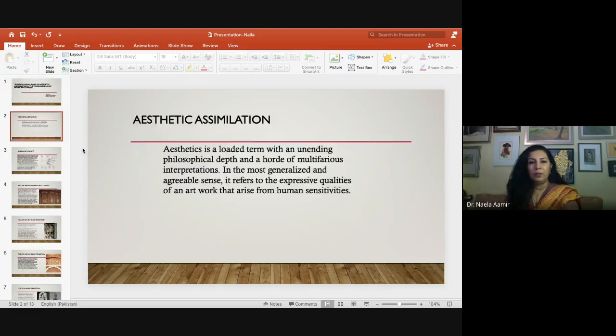Now, aesthetics is a loaded term with an unending philosophical depth and a horde of multifarious interpretations. In the most generalized and agreeable sense, it refers to the expressive qualities of an artwork that arise from human sensitivities. Of course, they cannot be given any meaning without corresponding acts of perception and subsequent interpretation. It would not be an oversimplification to state that in case of an artwork, the whole gamut of aesthetics can be comprehended by taking into account the subjective worlds of the artist and viewer and the objective formal components of an artwork.